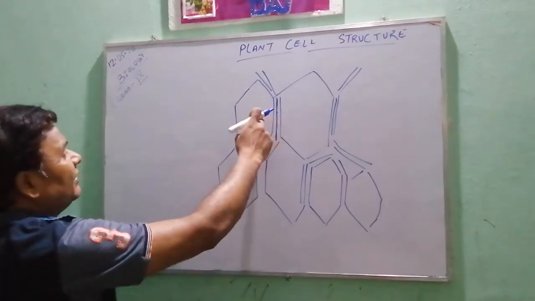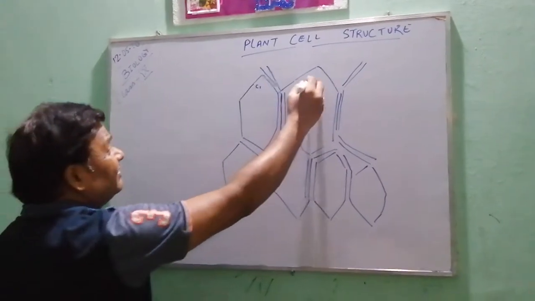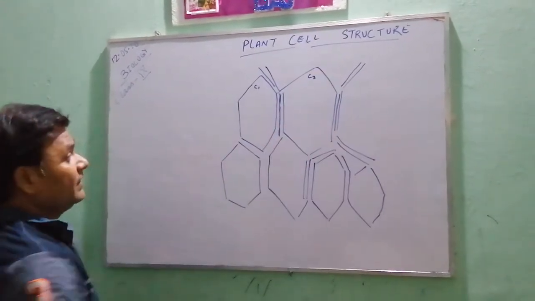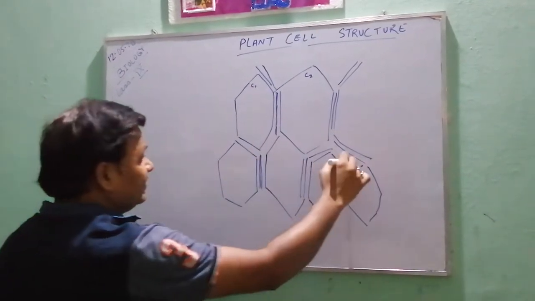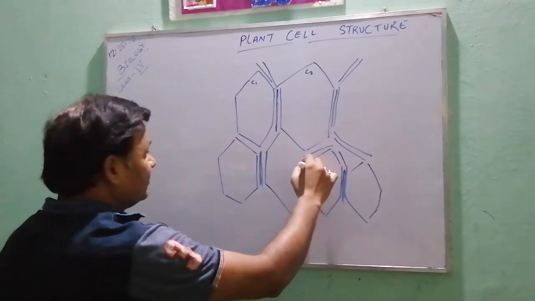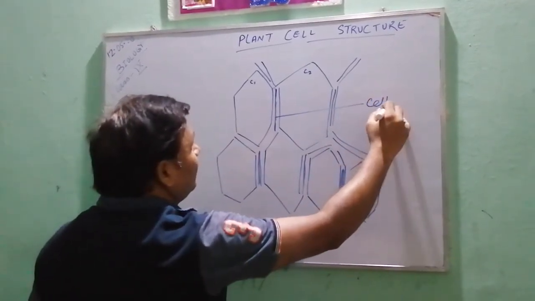This cell wall is common for this cell, C1, and this is C2. This is the common structure present between the two cells, and this common structure is called the cell wall.